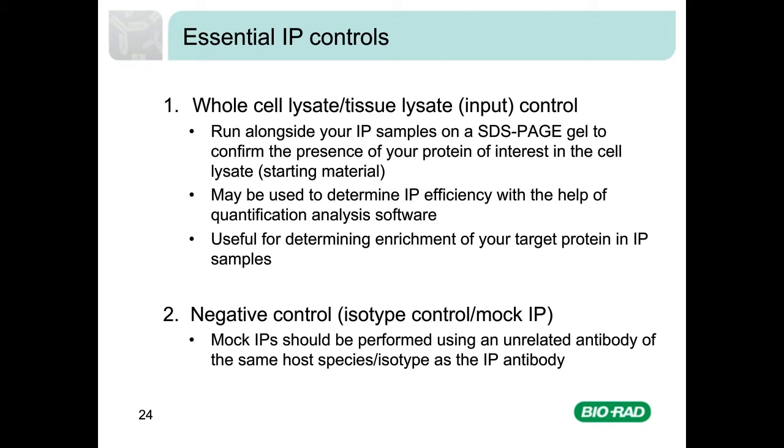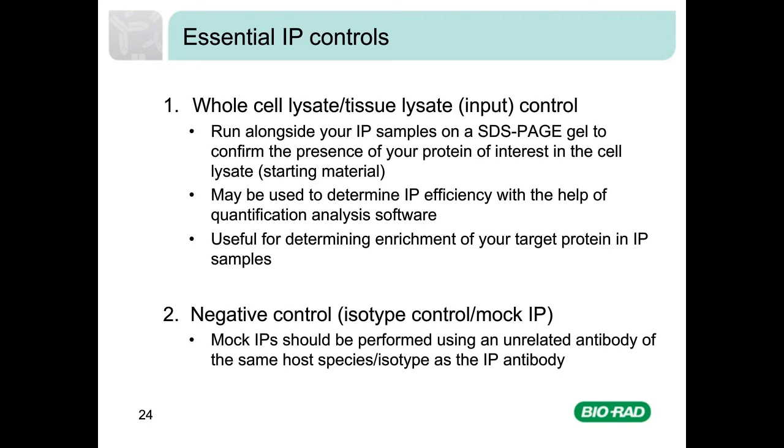The first type of control is the whole cell or tissue lysate, abbreviated as WCL or WTL, from which you have performed your IP. This type of control is commonly referred to as input. My recommendation would be to run this control alongside your IP sample on your SDS page gel. This control allows you to check for the presence of your protein of interest in your sample, and therefore provides quality control for your starting material. Additionally, this control provides information about whether the antibody used for the Western blot detection of your protein of interest is able to detect your protein. Input controls also help to determine IP efficiencies and to assess enrichment of your target protein in the IP sample.